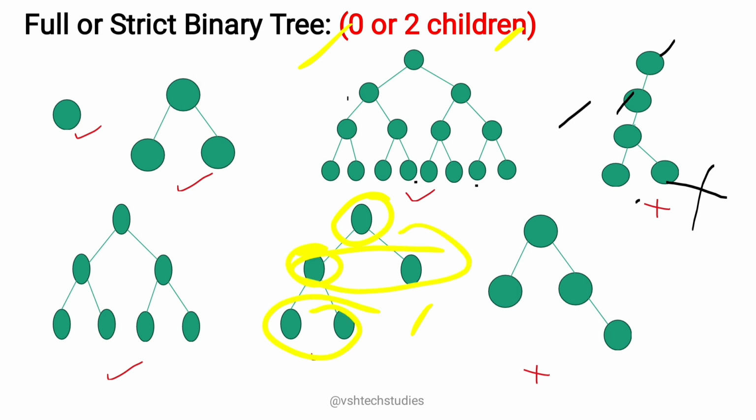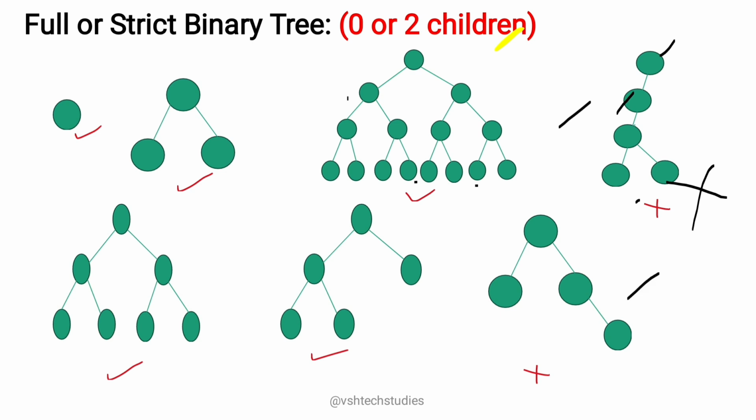2 children, but this node is having 0 children. In this tree, any node, if you consider, it is having either 0 children or 2 children. Hence, this tree, if you consider, it is a full or strict binary tree, because any node, it has either 0 children or 2 children.